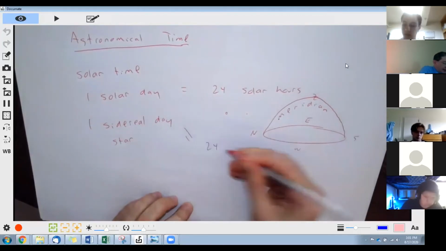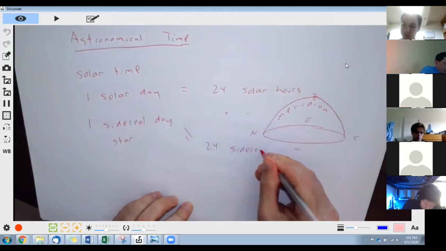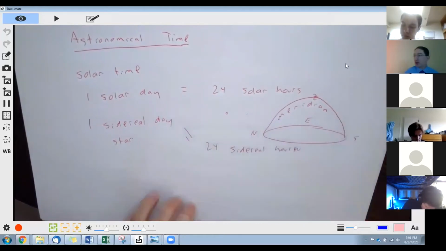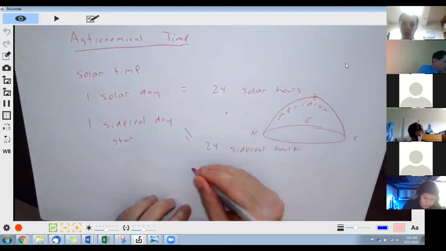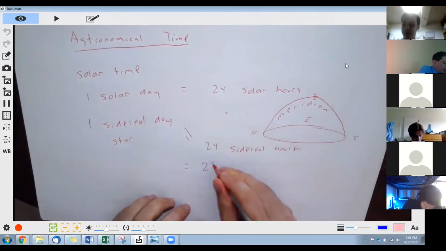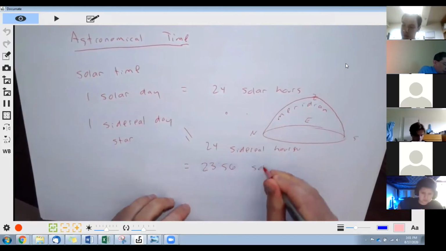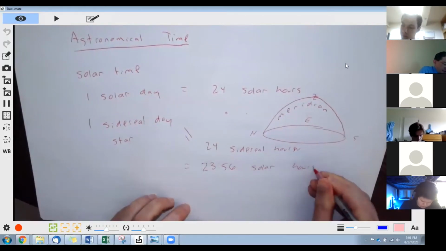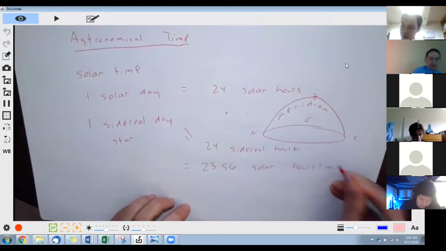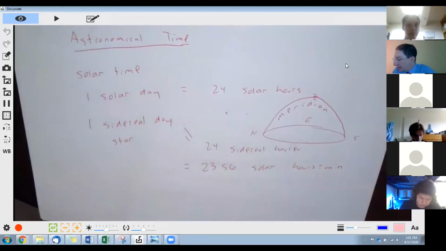We can call that 24 sidereal hours. Break it apart into 24 sidereal hours. But if you convert that to solar time, it's actually 23 hours 56 minutes of solar time. So there's a 4-minute difference. The sidereal day is shorter, which means the solar day is longer by 4 minutes. So why is that? Why is the solar day longer? Why does it take 4 minutes extra for the sun to get back in position? Anyone want to venture a guess?